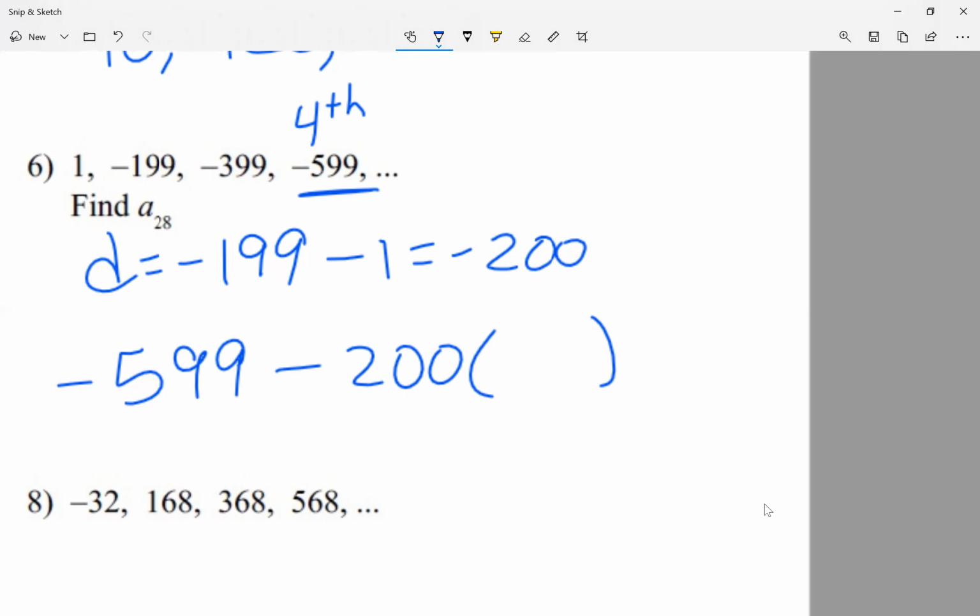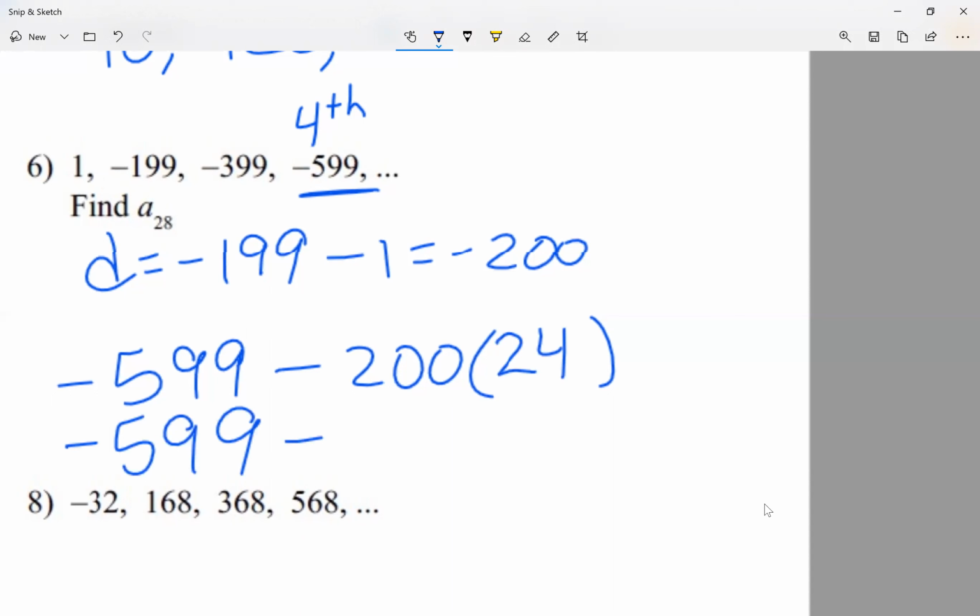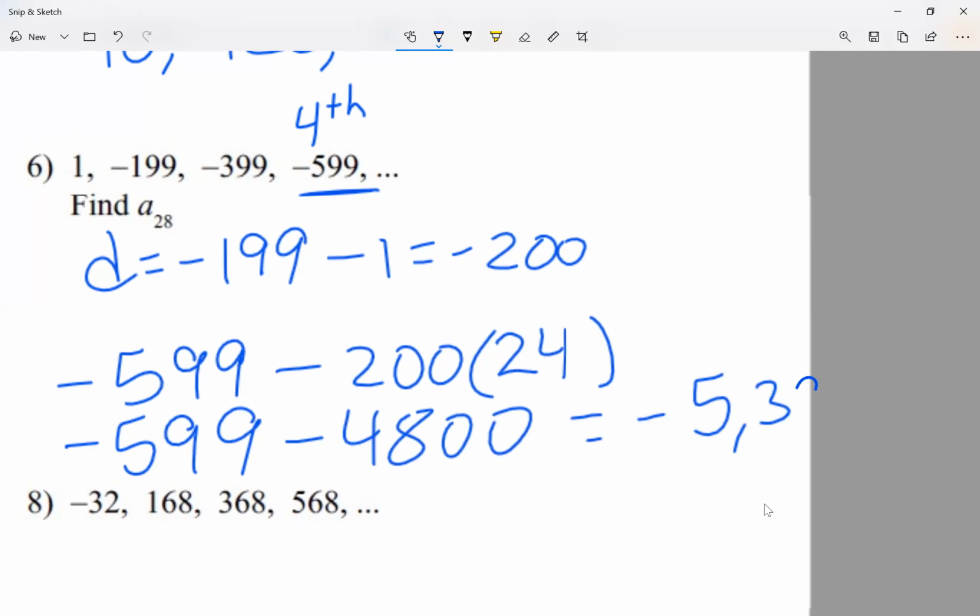So how many times after 4? It seems like from the 4th place, the 4th number on the list, to the 28th number on the list, I have to do this 24 times. Okay. Yeah, because it's already from the 4th to the 28th, 24 times. So let's do this. So negative 599, minus 200, all right, I'm going to do the multiplication first. 200 times 24 is 4,800. All right, so look at what I have. Negative 599 minus 4,800 gives me negative 5,399.